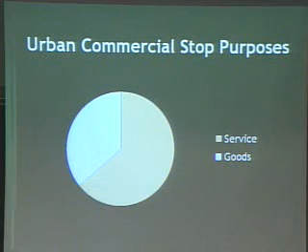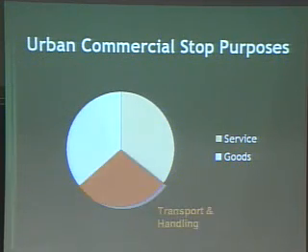Looking at the stop purposes, it was about 66%, about 2/3, for the delivery of services, and about 1/3 for the delivery of goods in the urban area. Now, that includes the special category of transportation and handling. They're a funny group, or a special group. They actually provide the service of handling goods, so they're sort of halfway in between the two, if you will.